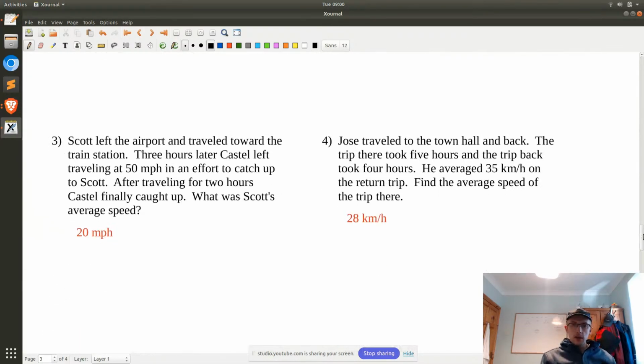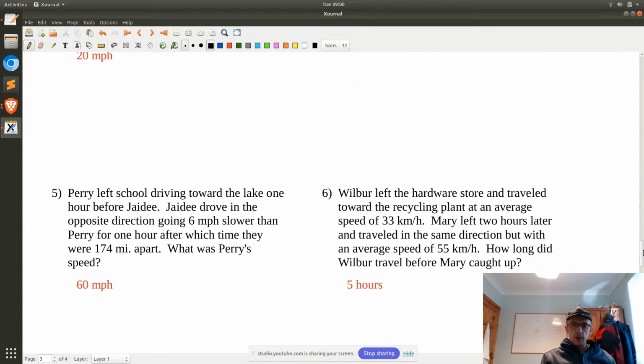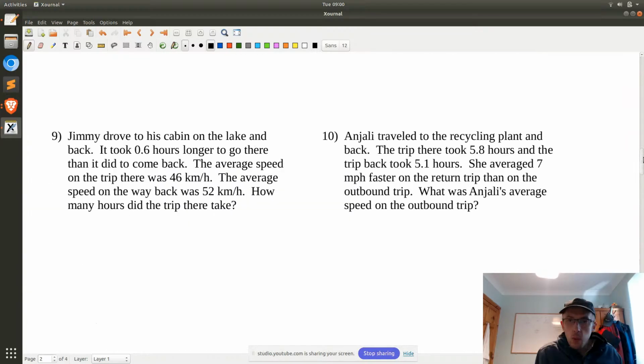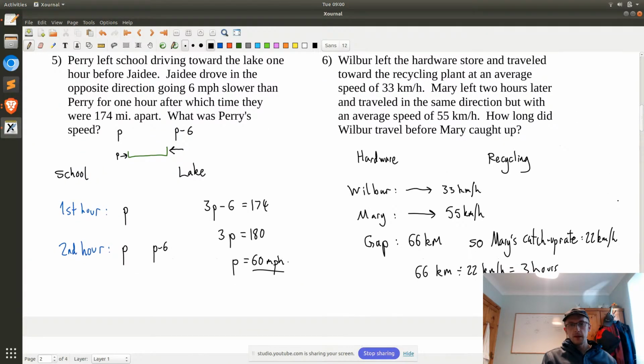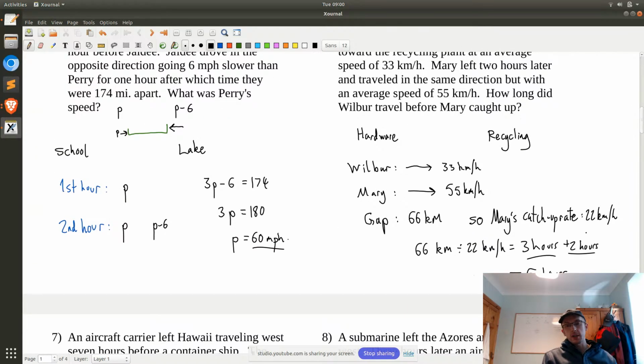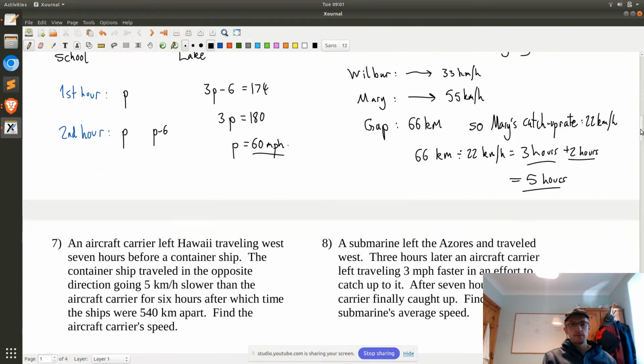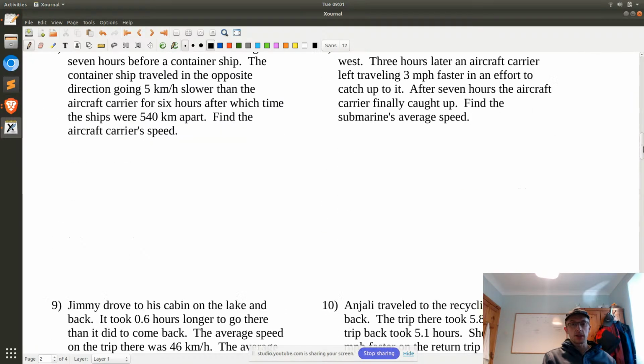Oh no. Look at that. It's wrong. 5 hours? Oh, wait. Do you see where I got it wrong? Of course. Mary left 2 hours later. And it's asking how long did Wilbur travel, not how long did Mary travel. So add that on and you get 5 hours. Okay, no problem. But like I say, you've got to be honest. I didn't get that one accurate. Maybe I would have done if I'd looked at it with fresher eyes.